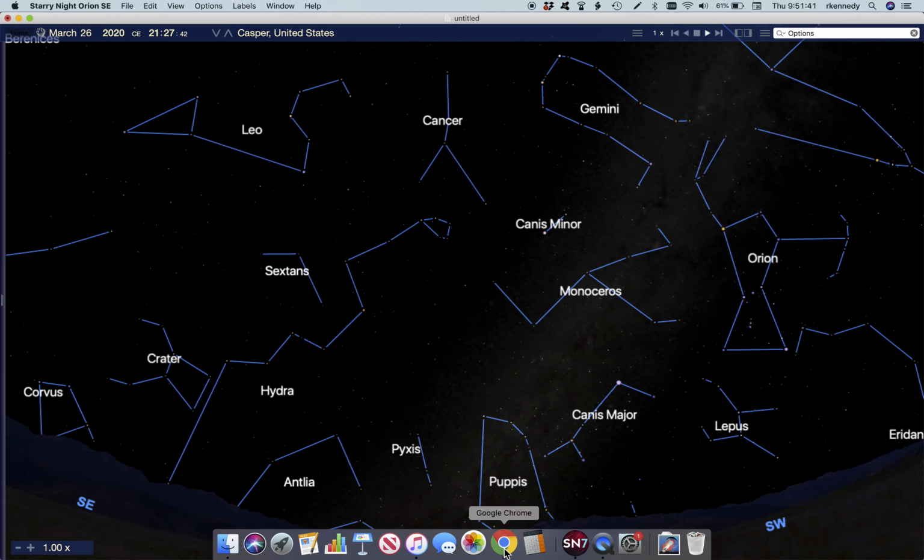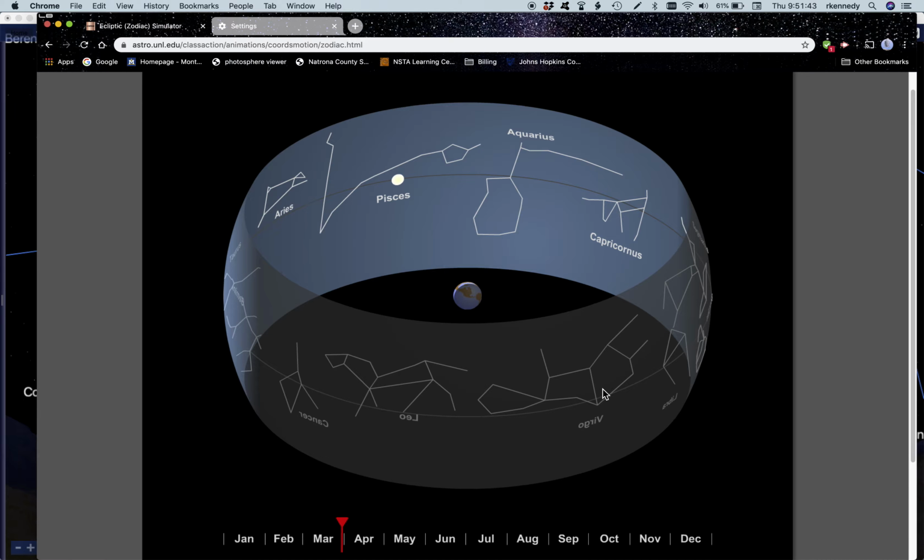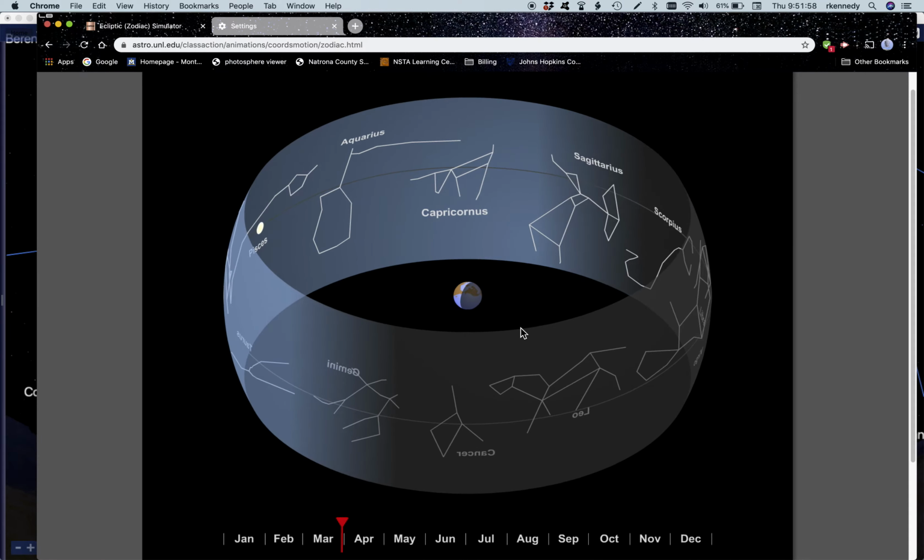So let's switch our simulator here. This is a view of the Earth. I set it for about today's date. There's the sun, this yellow circle, and it's right next to the constellation Pisces. Now on the simulator, everything that is this pale blue color is daylight. Those are constellations we can't really see.